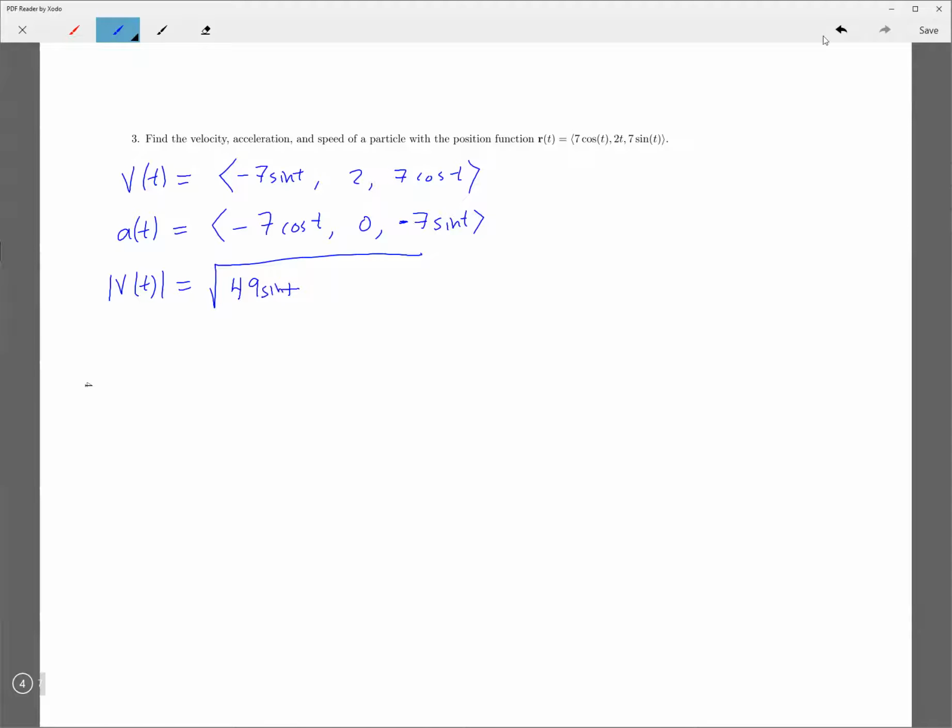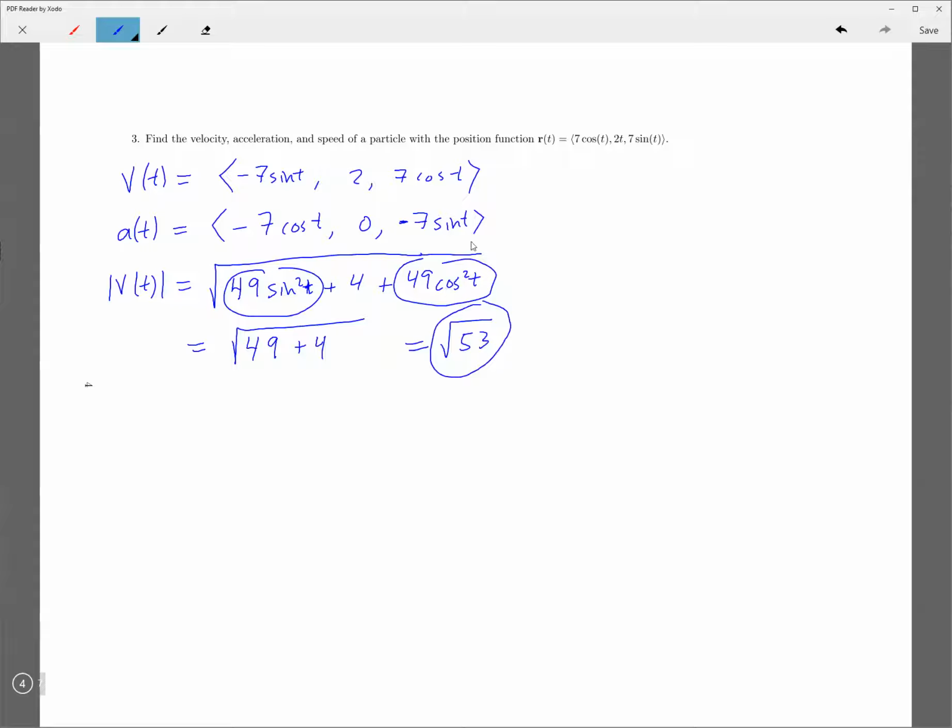The speed will be the square root of 49 sine squared t plus 4 plus 49 cosine squared t. Great. And then this and this combine to give you just 49. So the square root of 53. Okay. Beautiful.